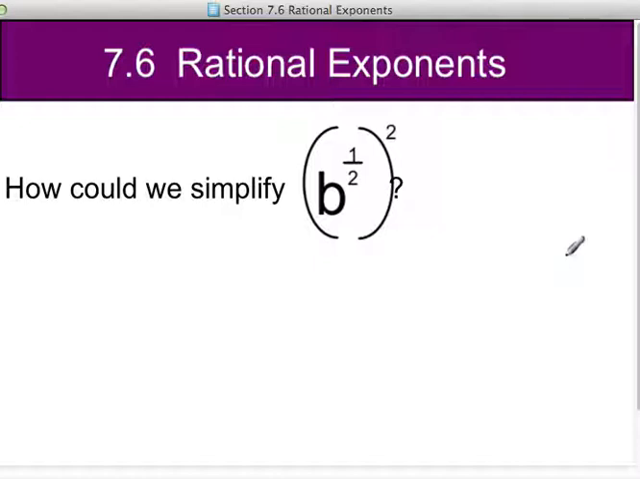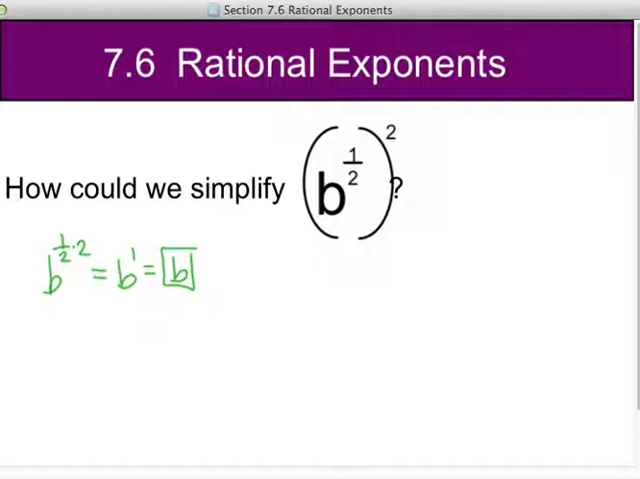Okay, so there's more than one way to think about it, but I could have b to the 1/2 times 2, because I can multiply those, which gives me b to the first, which is b. Doing that, we'd be using our power of powers property, which we've seen before.